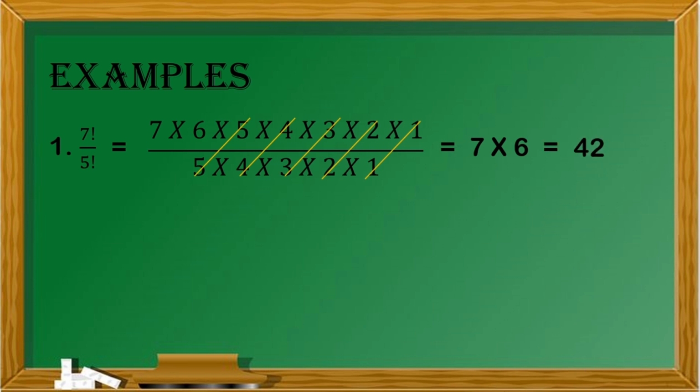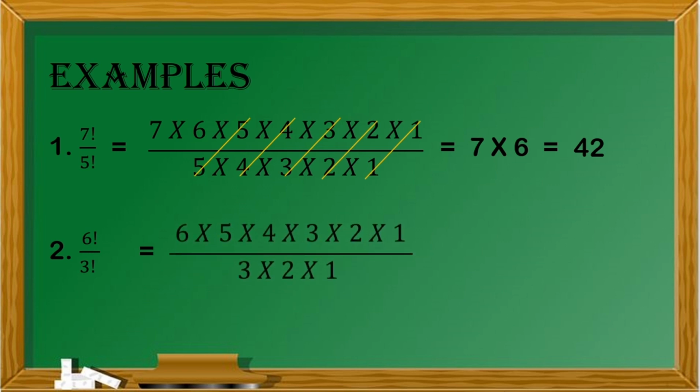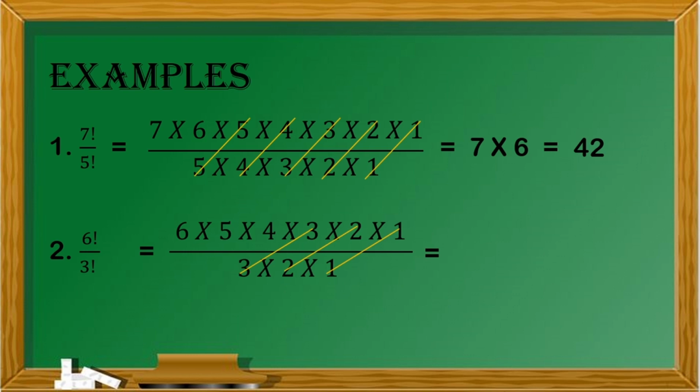Next is 6 factorial over 3 factorial. Using the same process, list down all positive integers in the numerator, and also in the denominator. We cancel out the common factors, which are 3, 2, and 1. Therefore, what remains is 6 times 5 times 4, which is equal to 120.